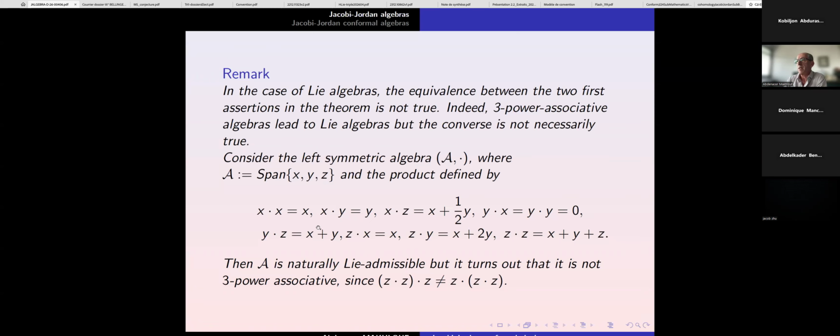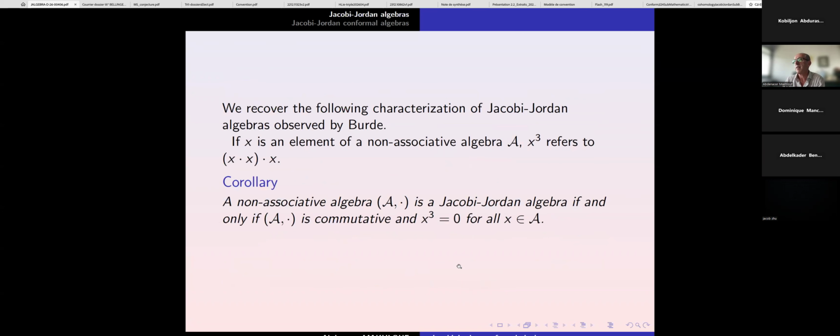For example, if we take this Brillouin or left symmetric algebra, defined by this multiplication, then this is a Lie admissible algebra which is not a 3-power associative algebra, because z times z times z is different from this. Then this is stronger than Lie algebra somehow. Now we are also going to provide some corollaries and observe that we can recover some results, for example, observed by Bourdet, which I mentioned in the beginning.